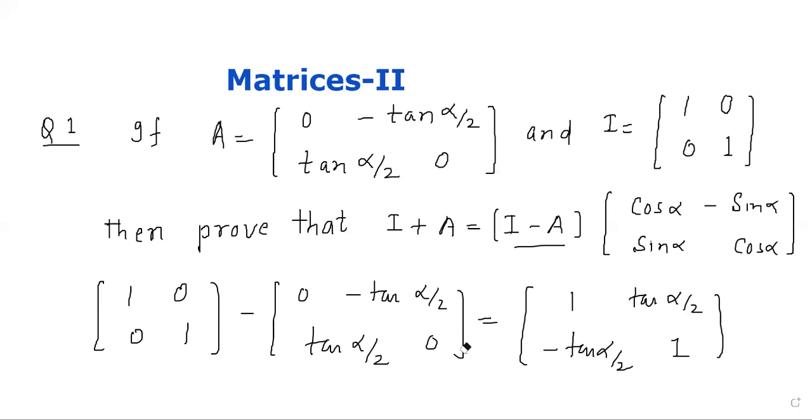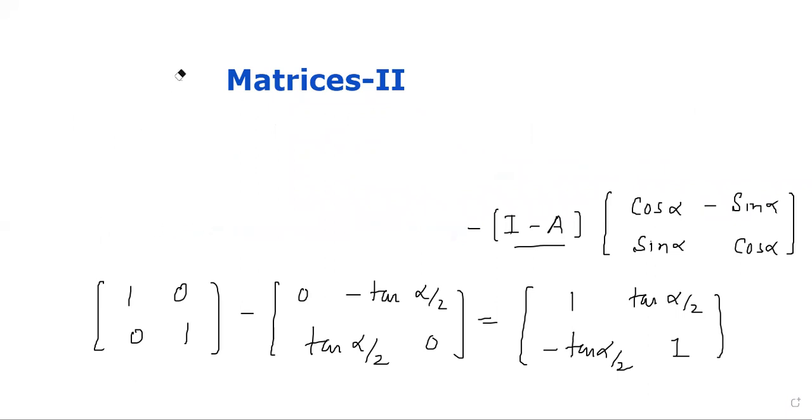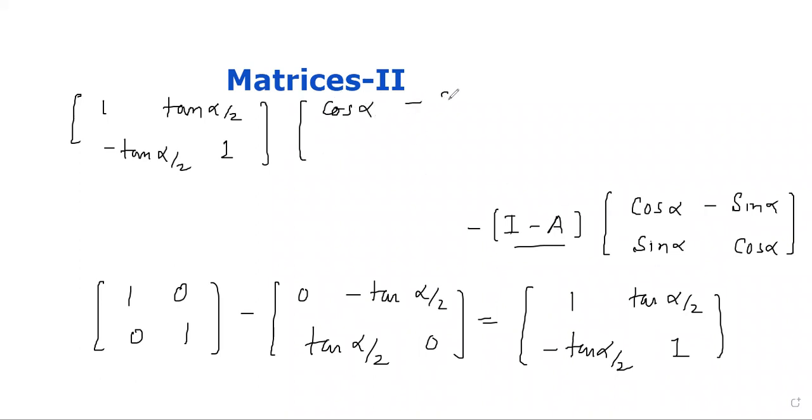Now I minus A should be multiplied to the other matrix. I minus A is this: 1, tan alpha by 2, minus tan alpha by 2, 1, which is to be multiplied to cos alpha, minus sin alpha, sin alpha and cos alpha. Let's multiply and simplify.